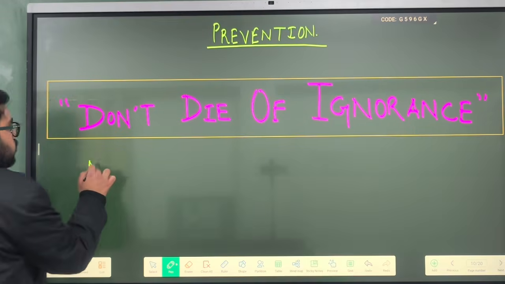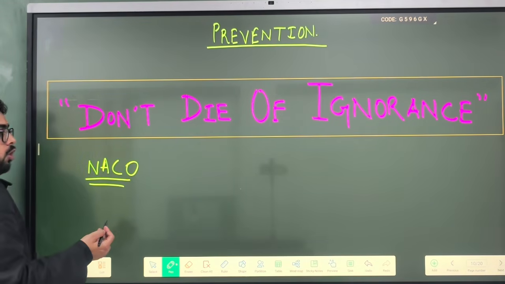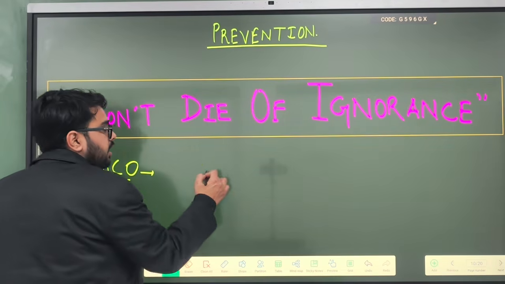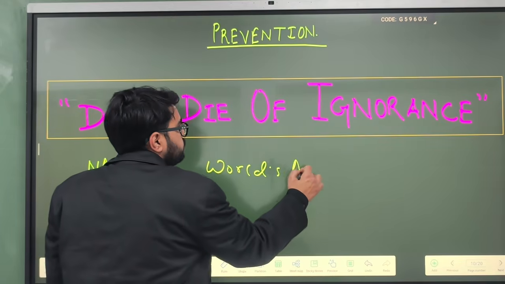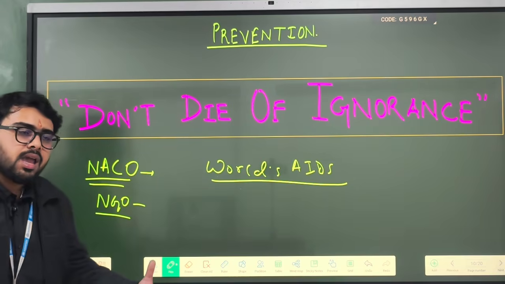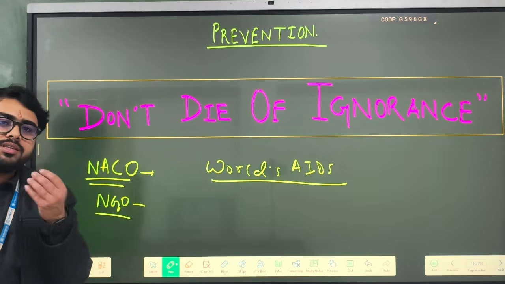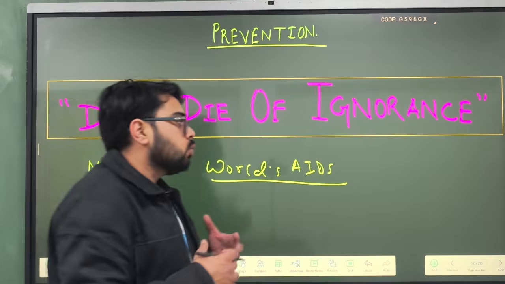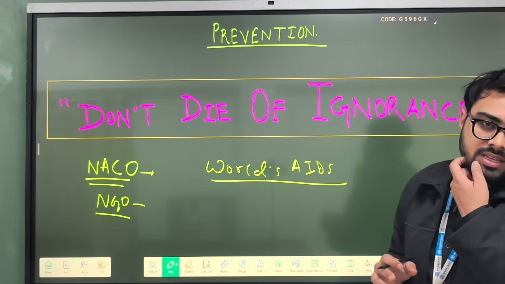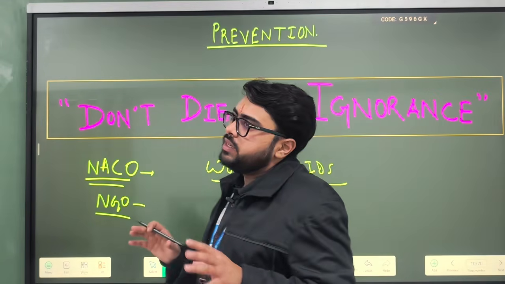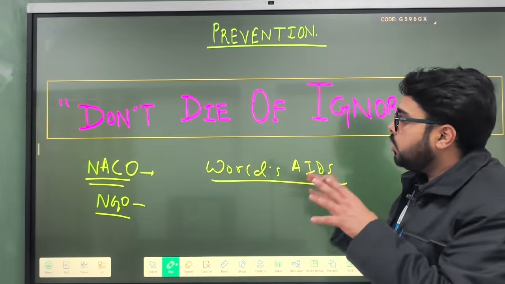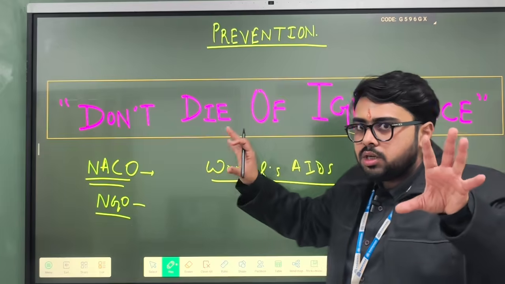A few agencies are there, like NACO, the National AIDS Control Organization, and some NGOs who are working. We also maintain World AIDS Day to educate people. We are using different print media and different days, and hospitals are also distributing condoms free of cost. Why? So that people can use them and stay safe from this sexually transmitted disease. You have to understand, in conclusion, what kind of disease it is. It is a sexually transmitted disease. So don't die of ignorance. That's all for the concept part.